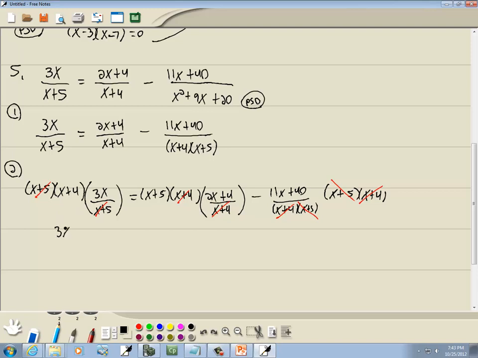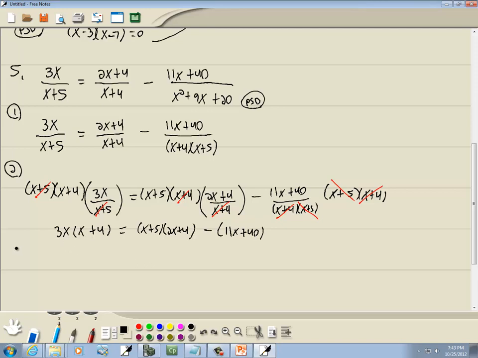So we're left with 3x times x plus 4 equals x plus 5 times 2x plus 4 minus, and we have to put parentheses around this because that negative has to switch the sign to both of those.